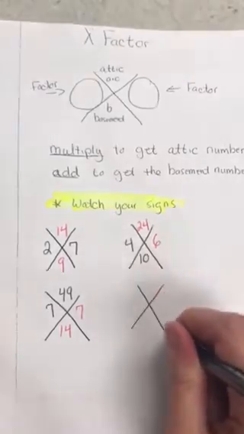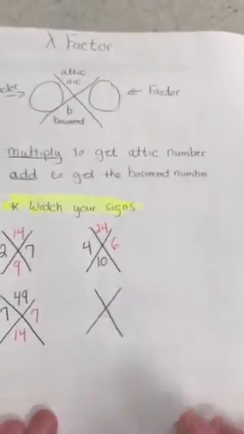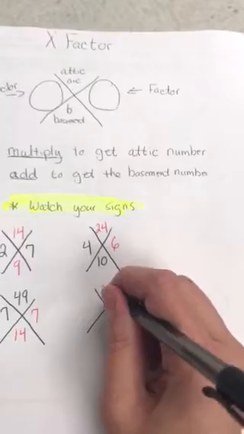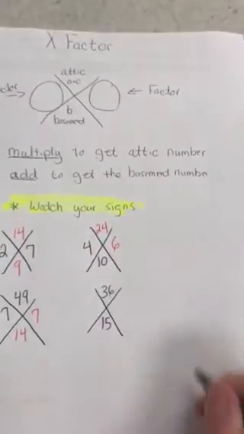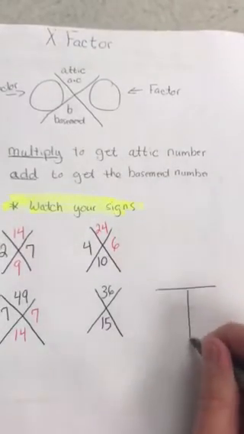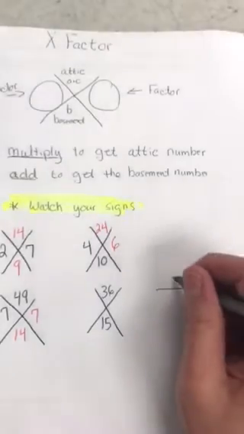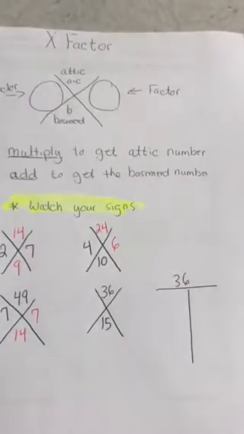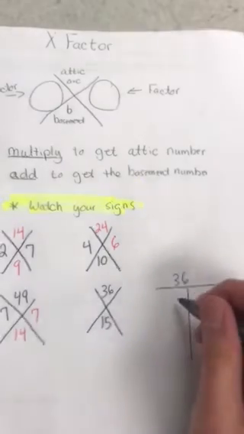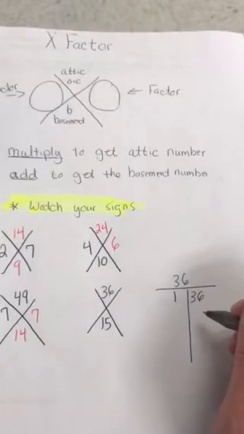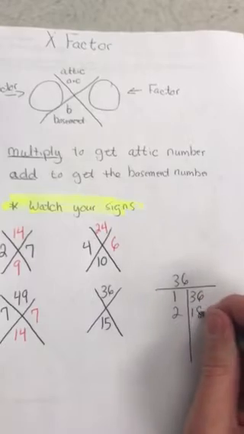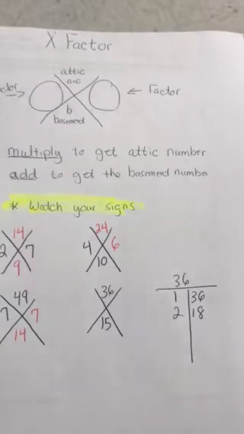But what happens when they give me the addict number, let's say 36, and the basement number 15? How do I solve this? Well, what I'm going to do is create a T-chart of all my factors, all the numbers multiply together to make 36. Well, you have 1 and 36, okay? 2 and 18. And let me show you how you can do this on the calculator.